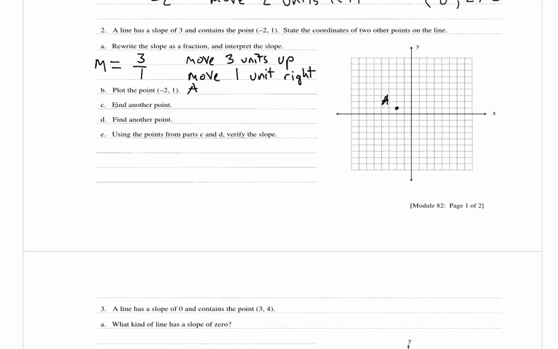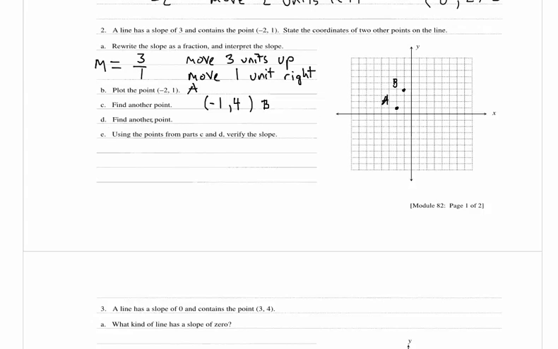And in C, it asks us to find another point. So for our y value, we're going to add 3 units to the y, which is 1. So we have 3 plus 1 is 4. And then we're going to add 1 unit to the x value. So we have -2 plus 1 is -1. And we're going to call (-1, 4) point B. And we're going to go 1 unit left and 4 units up. And we have point B.